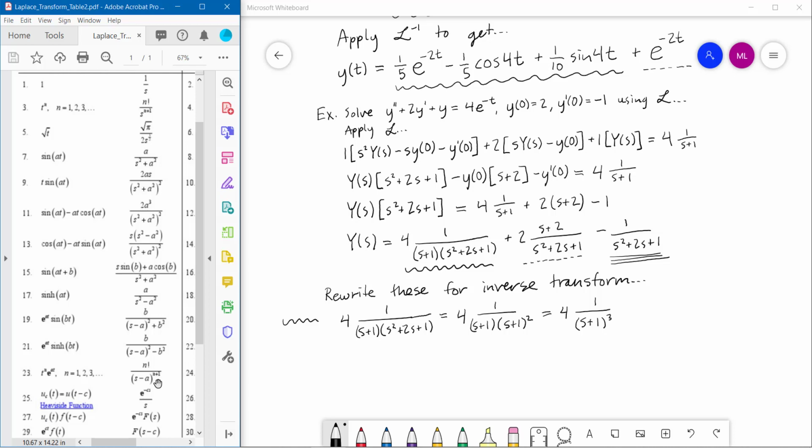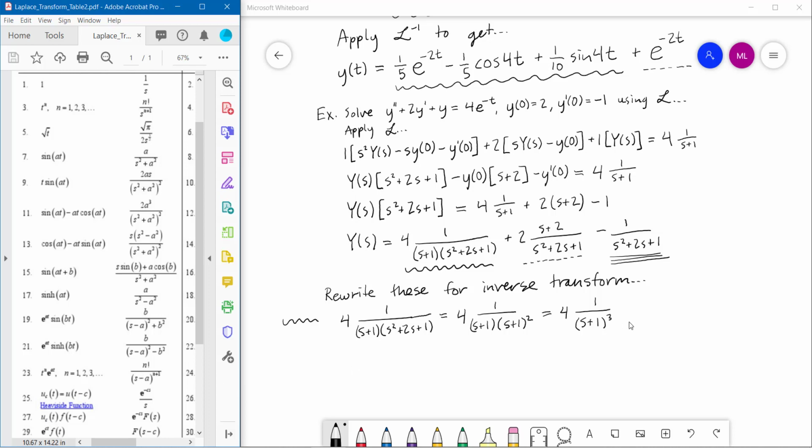The shifted version of s down here, the fact that it's s minus a instead, gives us a t times an exponential. So t to some power times an exponential. And that's what we're basically expecting out of this anyways. So let's just write this thing in this particular form. So I need to rewrite what we've got right here in this form.